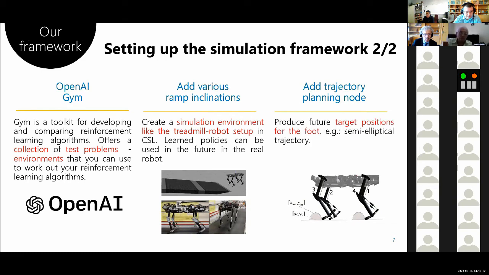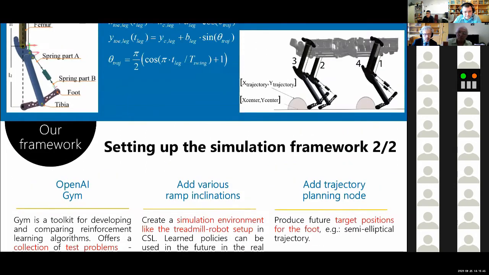The basic setup for learning was the Laelaps quadruped and a ramp of 10 degrees. This setup is similar to the treadmill robot setup in Athens in the Control System Lab. We built this environment because we wanted to transfer the learned policies to the real robot in the future, so the environment in simulation is similar to the environment in the lab.